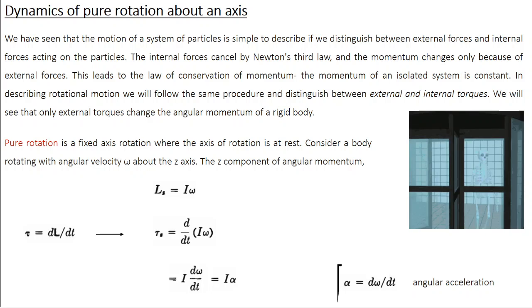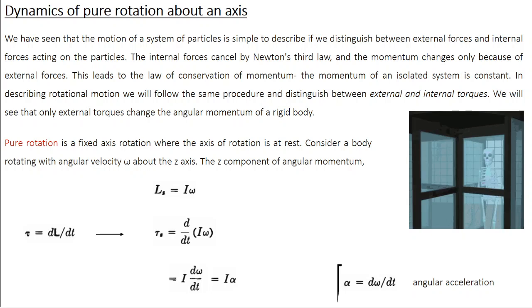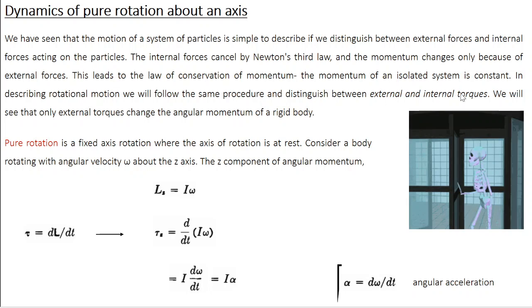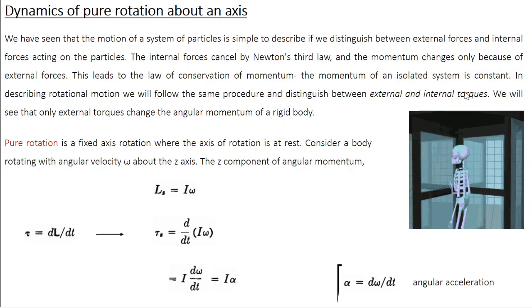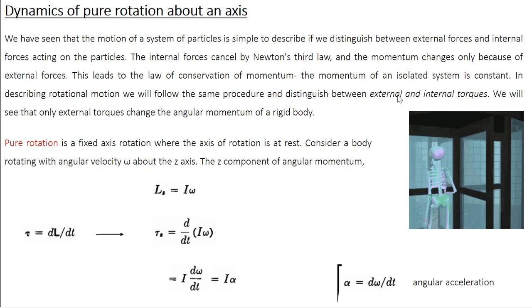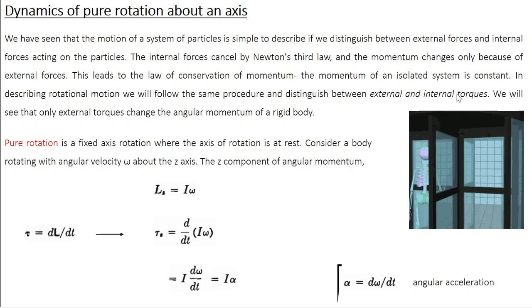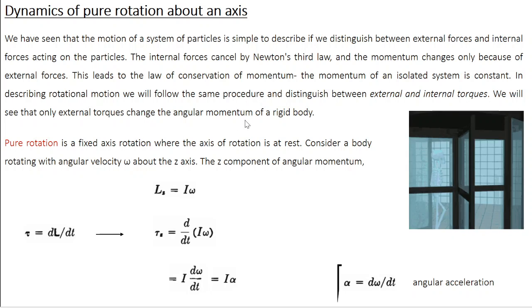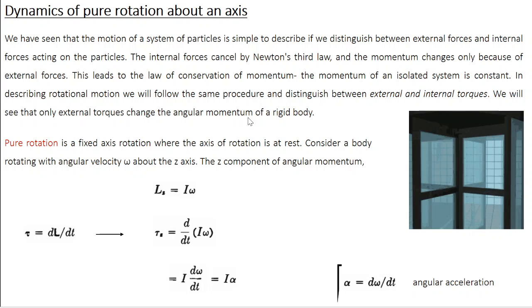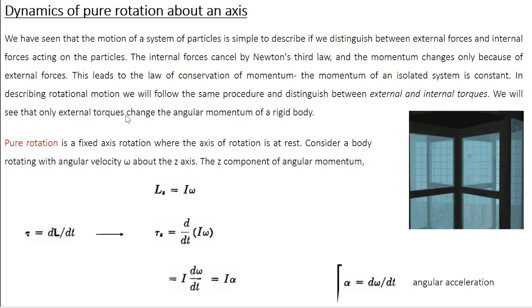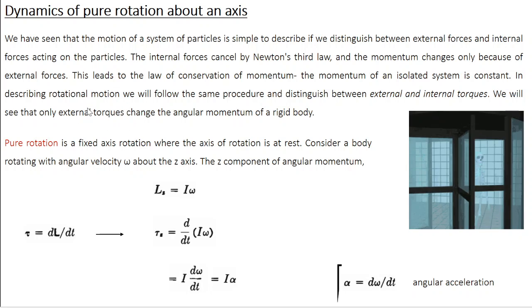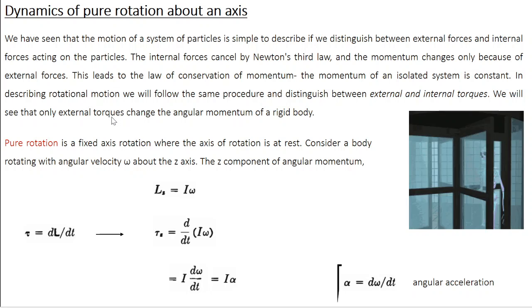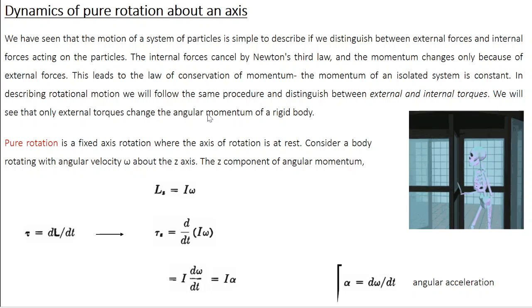Now we can follow this same procedure to describe rotational motion. So here also we are going to distinguish between external and internal torques. Remember, instead of force in angular motion you have torque. By the end of this module you will find that the angular momentum change of a system happens only because of the external torque, because just like internal forces, the internal torques also cancel, and from this you can derive a very important principle known as conservation of angular momentum.